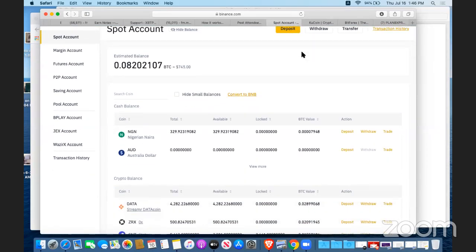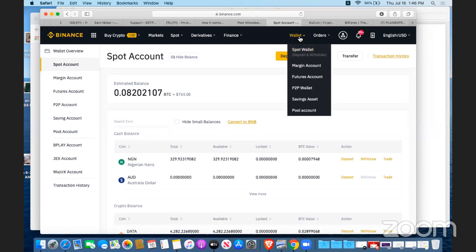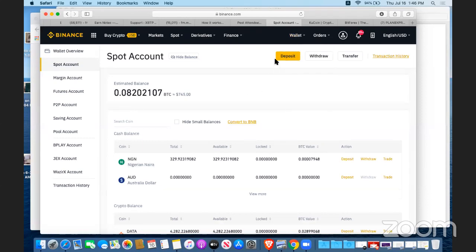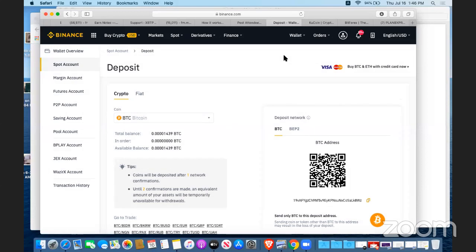Number one, I want to fund my account. So how should I do it? This is deposit. As you click on wallet, you can see deposit. Then you click on deposit. What exactly are you depositing? Bitcoin. Now, if I'm depositing Bitcoin, then it's simple.